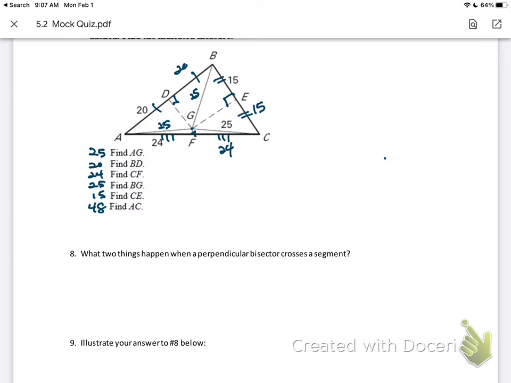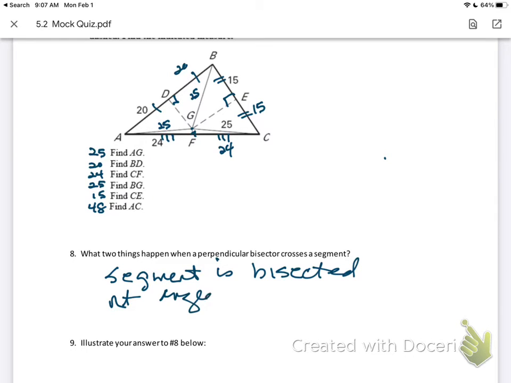What two things happen when a perpendicular bisector crosses a segment? So I'm going to say segment is bisected, and a right angle is formed. Those are the two things. Illustrate your answer. Okay, so if this is a perpendicular bisector, here's a right angle, and these guys are bisected. Okay, so now that you've gone over this, you're now ready to take your quiz. So go ahead and do that.